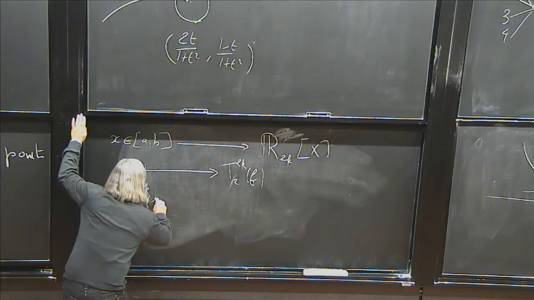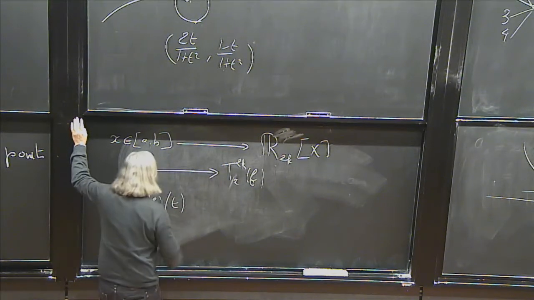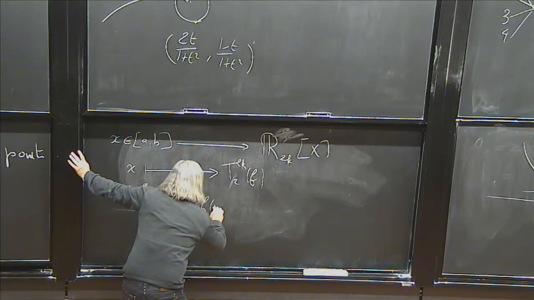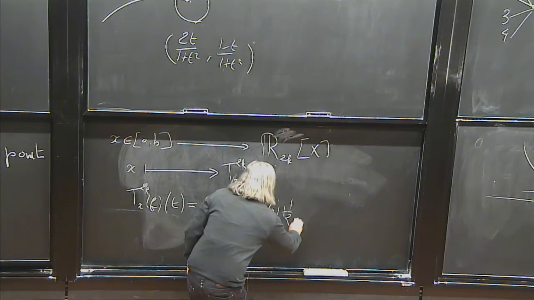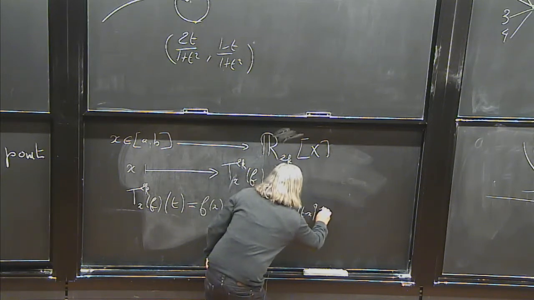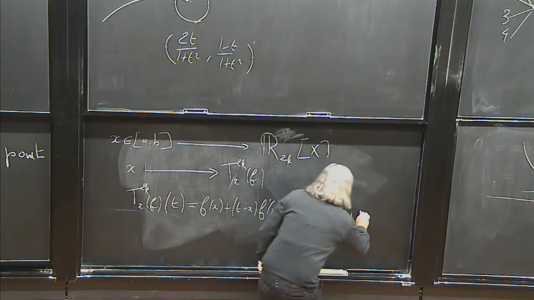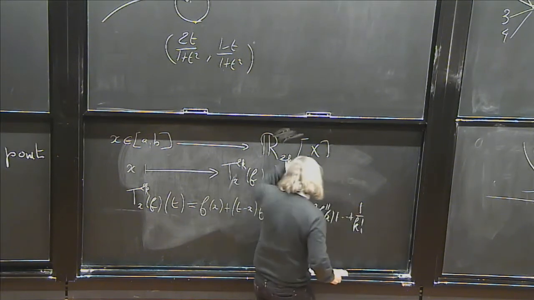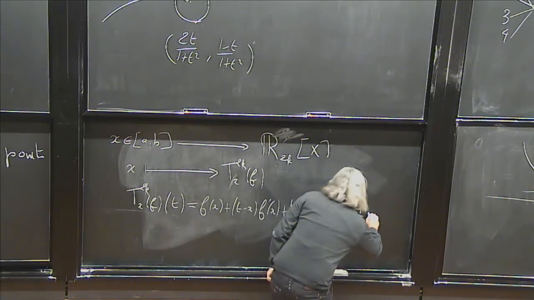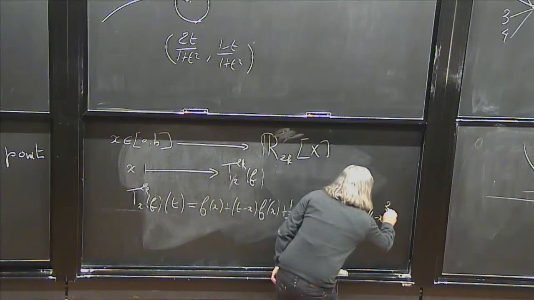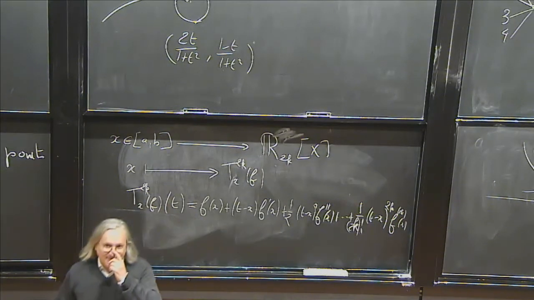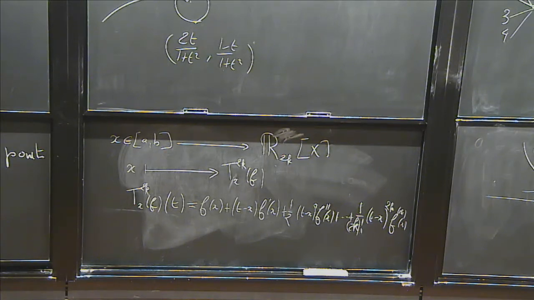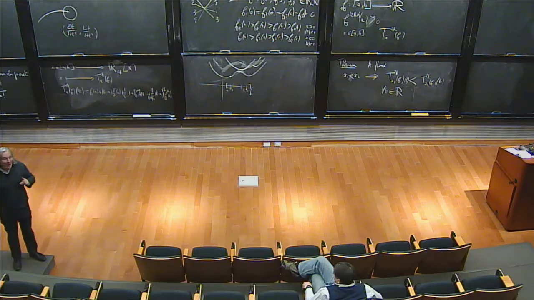T_2k at x of f is a polynomial in the t variable, which is f of x plus (t minus x) f prime of x plus 1/2 (t minus x) squared f double prime of x, etc., plus 1 over 2k factorial (t minus x) to the 2k f^(2k) of x. I just wrote the calculus formula for the Taylor polynomial of degree 2k. So let us take the derivative of that with respect to x.